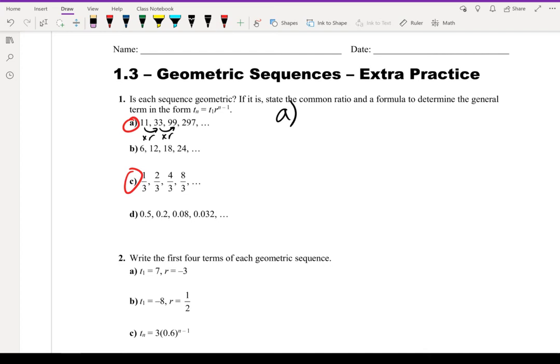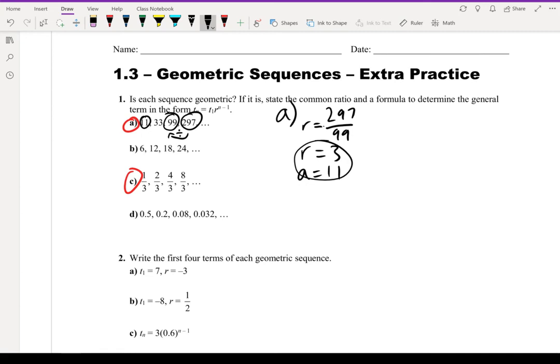But let's say the terms are not as easy to find. How do I find it? Well, I can take one term and divide it by the previous term, and I'll be able to find the ratio. All I have to do is divide. So the ratio is equal to 297 divided by 99, or I can do 99 and 3. You will find that the ratio is 3. Now we look at the first term, which is 11. So a is 11, and then I have the two things I need for my general formula.